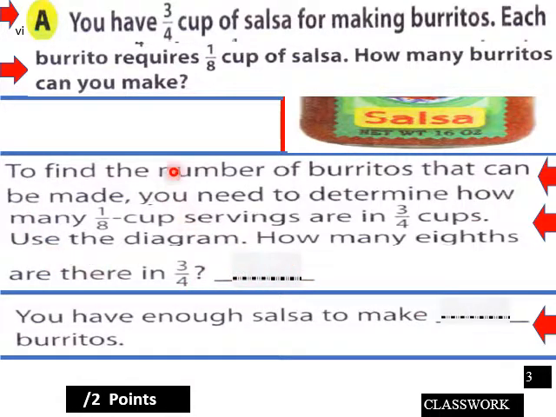Going back to our area model, we found out that there were 6 eighths in 3/4. Remember, there were 6 compartments in that spatial model. And how do we get 6 mathematically? How do we get 6 without using an area model? You have enough to make 6 burritos, but how do we get 6 out of 3/4 in eighths?